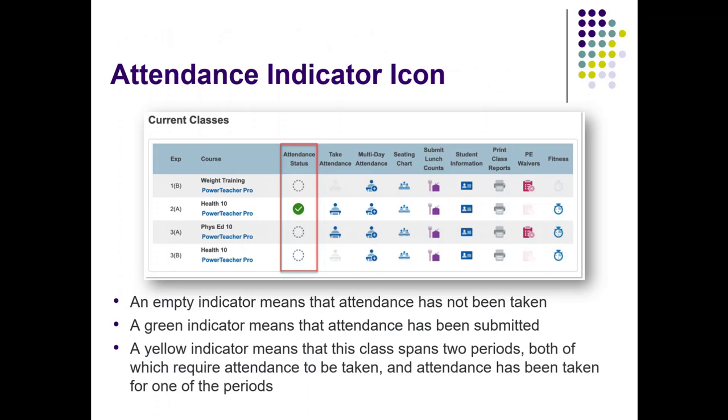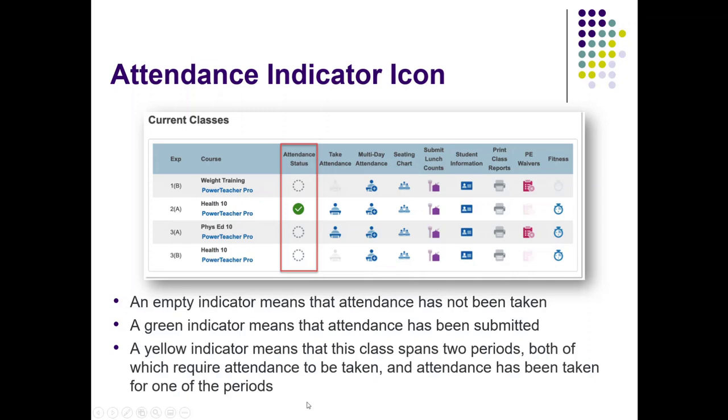How do you know if you took your attendance? Well, it's pretty straightforward. There is an attendance status indicator where your classes are listed on your dashboard. If the attendance has not been taken, it will be empty. A green indicator, just like this check mark, lets you know that you did complete your attendance for that period. As you can see, the other periods have not yet been completed.